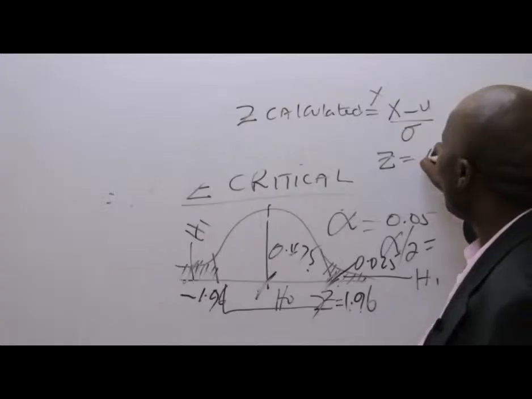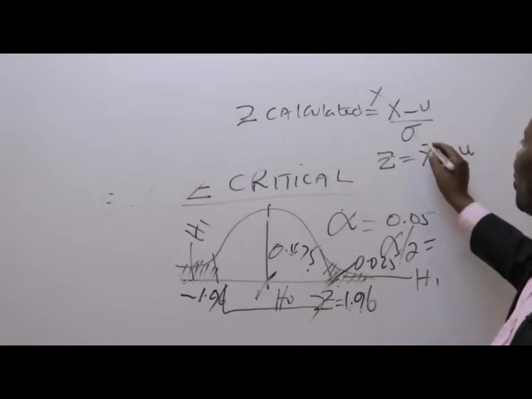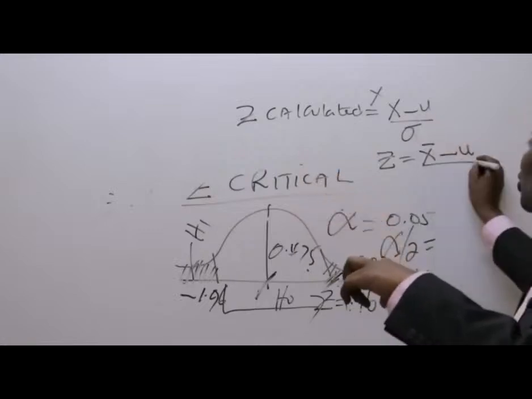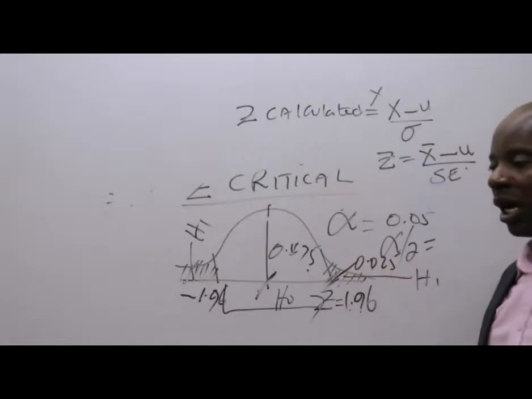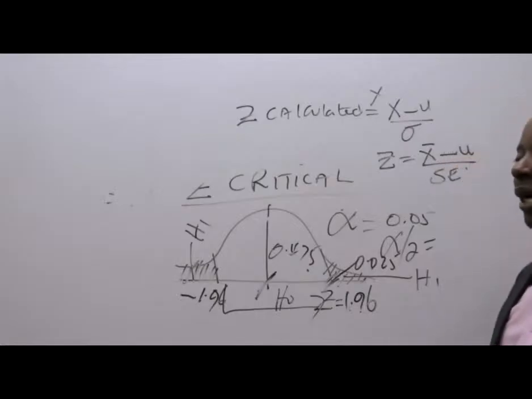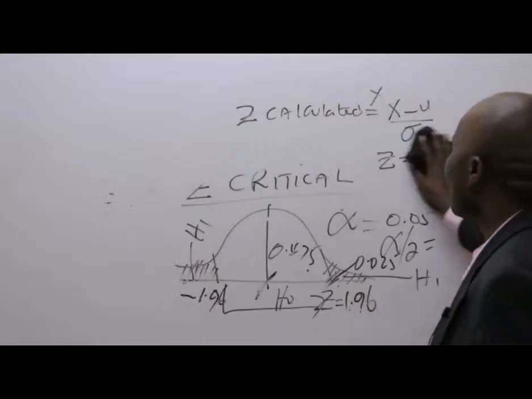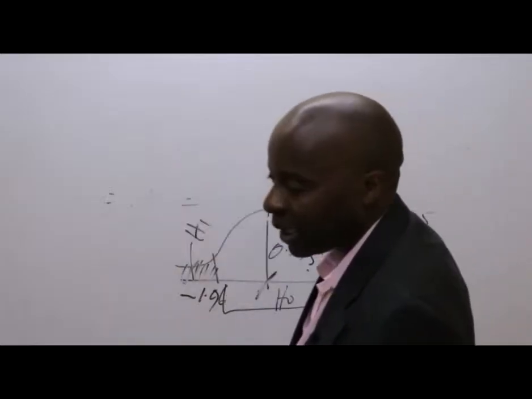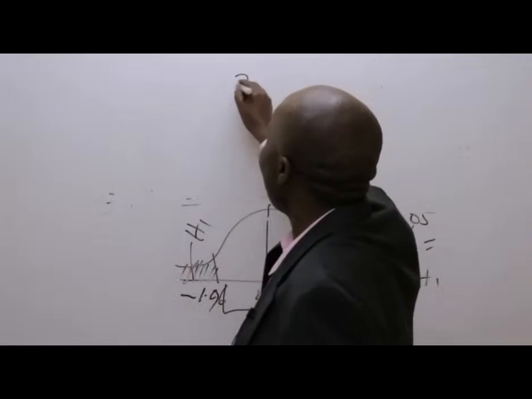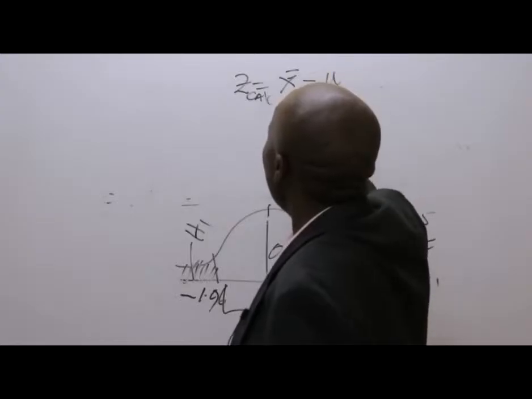Our Z calculated will be X bar minus mu. And because now we are working with X bar, we have many samples, so we'll talk over what we call the standard error. Please write that. Our Z calculated is X bar minus mu divided by standard error. Z calc is X bar minus mu all over standard error.